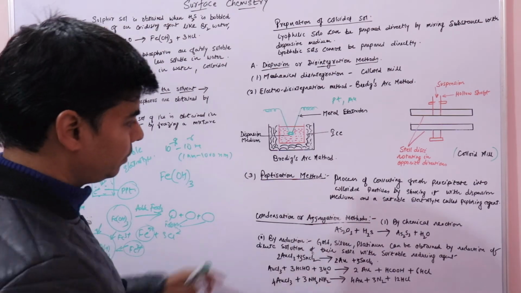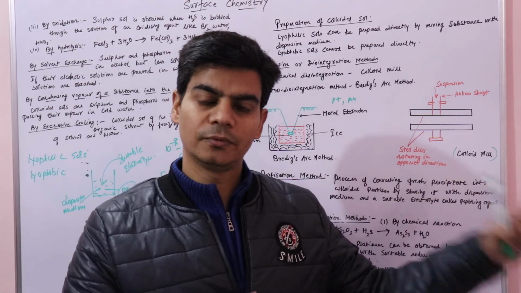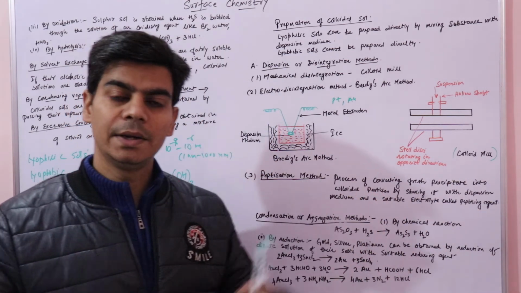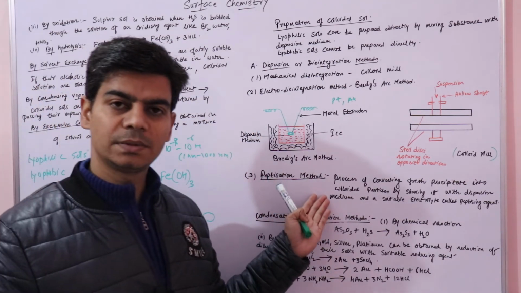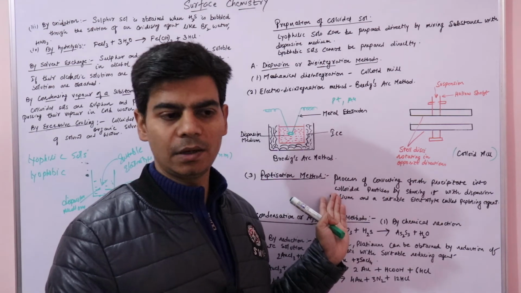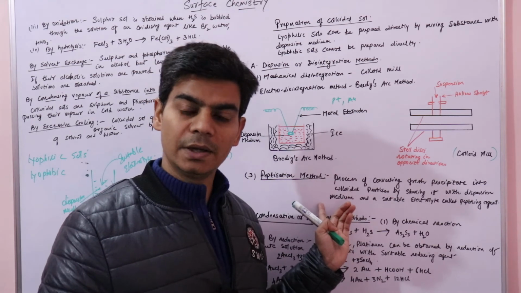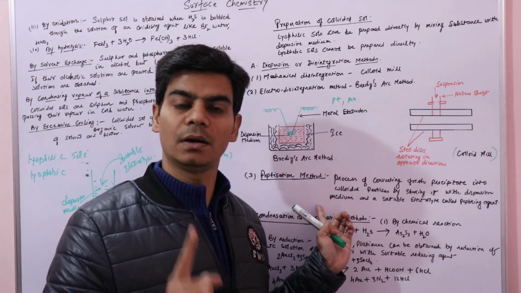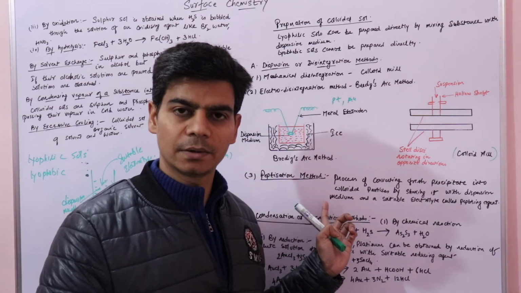Peptization method is used to convert freshly prepared precipitate into particles of colloidal range. What we do is, we take the freshly prepared precipitate and shake it with the dispersion medium, and then we add a suitable electrolyte. Here the suitable electrolyte will contain a common ion with that of your precipitate, right?